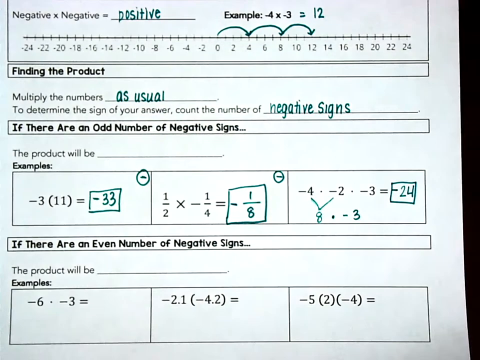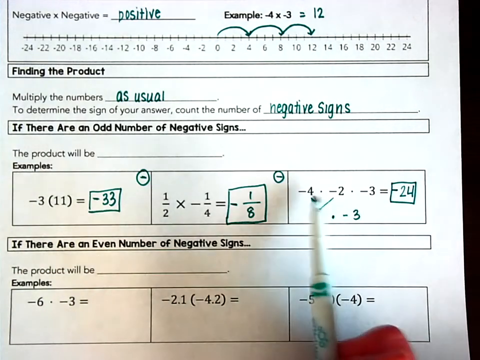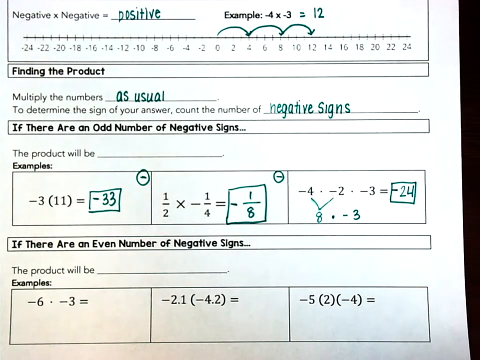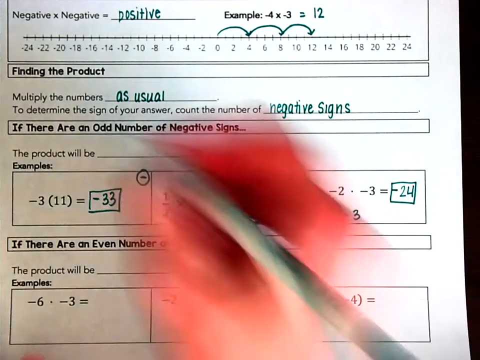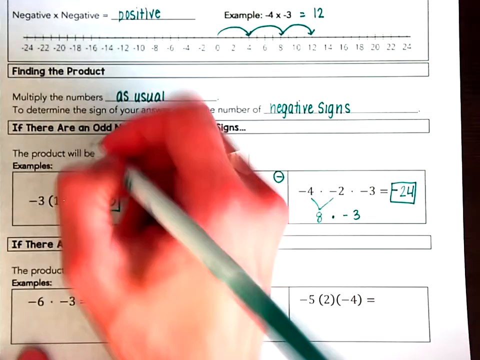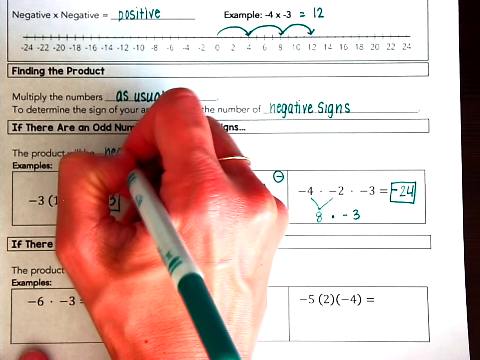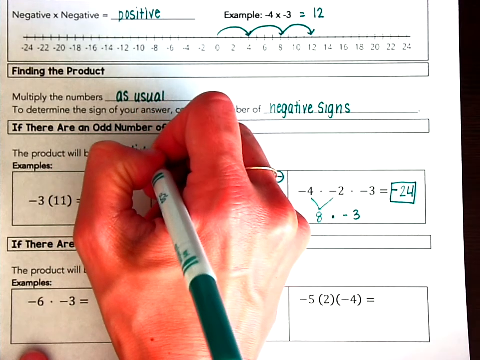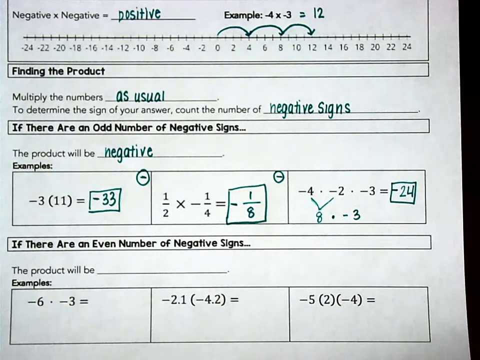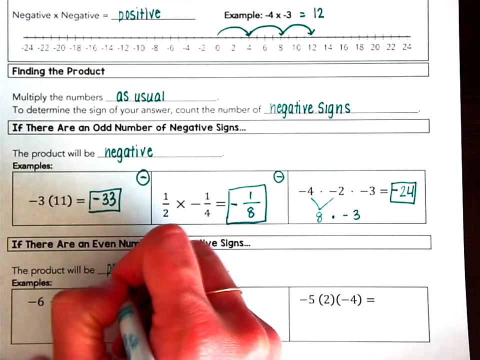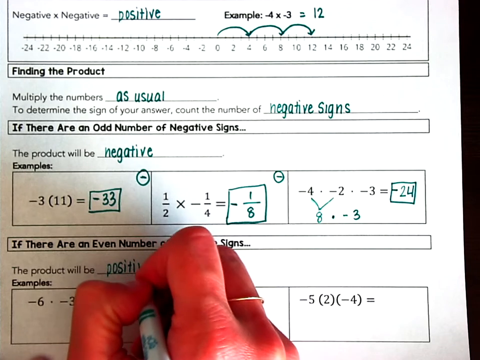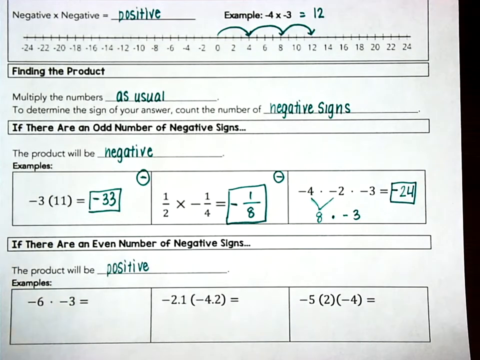So as a general rule of thumb, if there are an odd number of negative signs, 1, 3, there could be 5, there could be 11, there could be 21. But if there are an odd number of negative signs, we know the product is going to be negative. On the flip side of that, if there are an even number of negative signs, so 2, 4, 6, 8, we know the product will be positive. And again, we know that because we know from above that a negative times a negative gives us a positive.